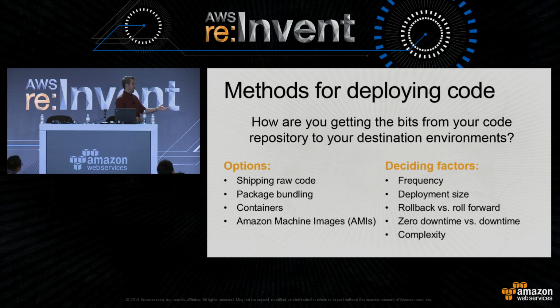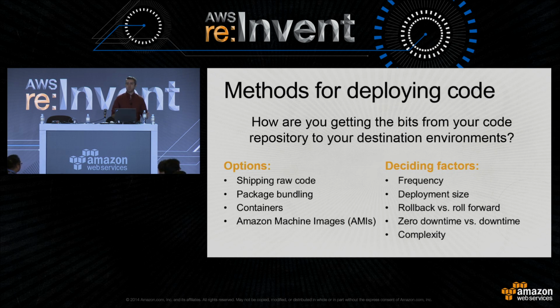So we've got a couple of different options here. Shipping raw code, package bundling or building, containers, and then actually using AMIs to deploy our code out. Now, there's a number of deciding factors that are going to weigh in on which one of these different methods for deploying we're going to use.